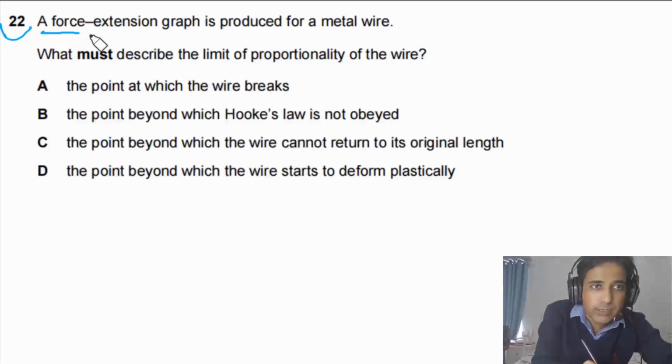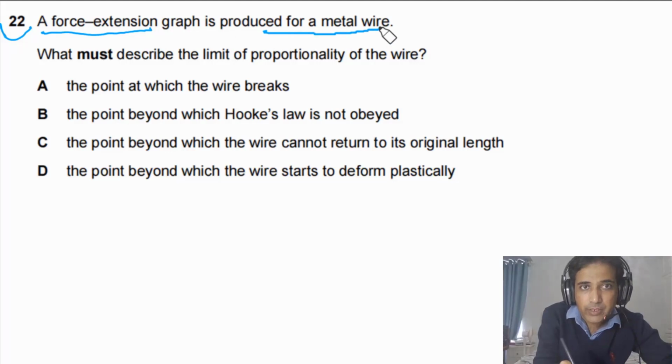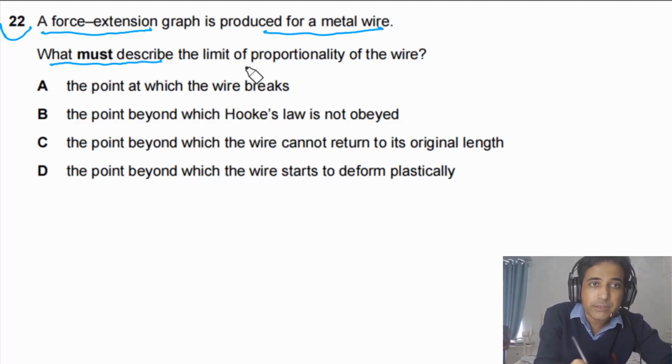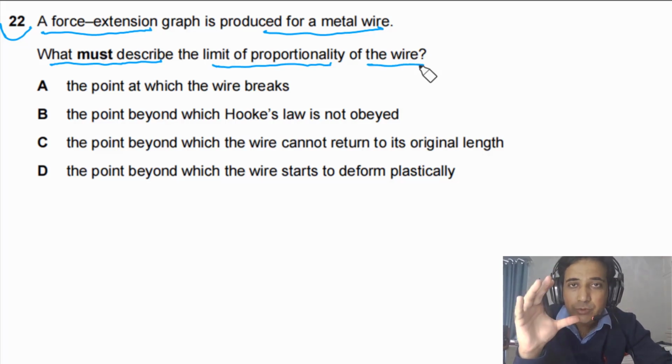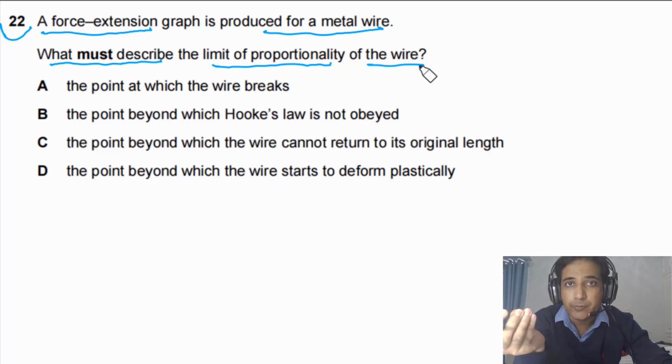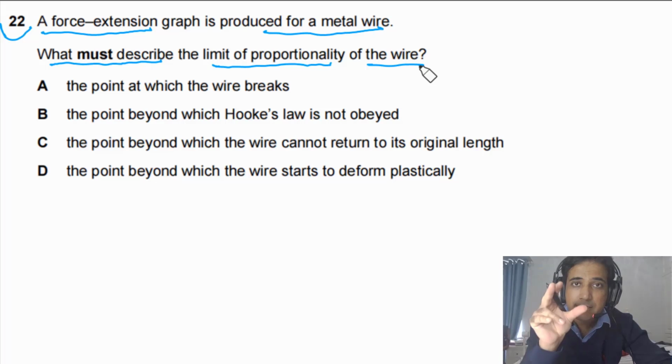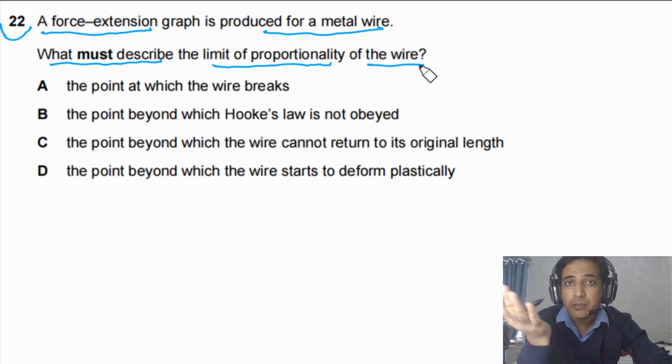Question 22 says a force extension graph is produced for a metal wire. What must describe the limit of proportionality of the wire? First of all, we need to understand what the limit of proportionality is. Limit of proportionality means the end of proportionality. Until that point, two quantities are proportional to each other. After that point, they are not proportional. So that point we will say is the limit of proportionality.